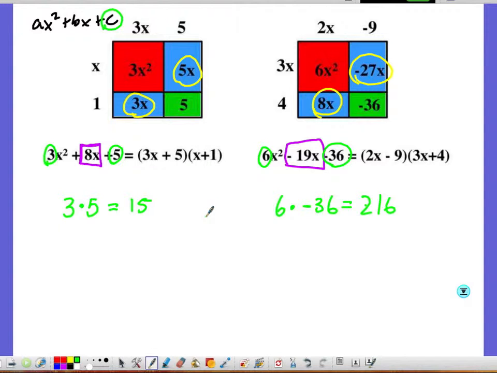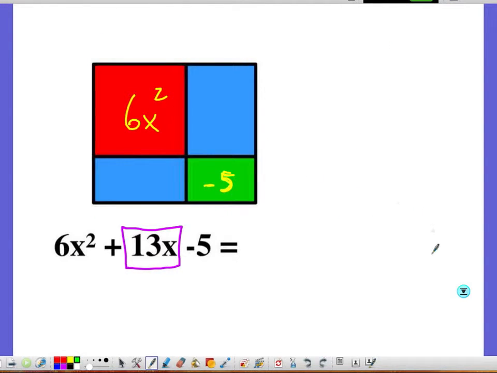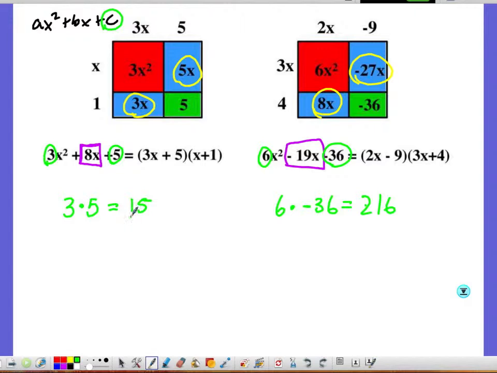Alright, so let's do the same thing here. Let's go ahead and take my coefficient of x squared, which is 6, and multiply it by my constant, which is negative 5. And what I get is going to be negative 30. Okay, so we multiplied the coefficient of x squared by the constant. Okay, so what do we do after that?